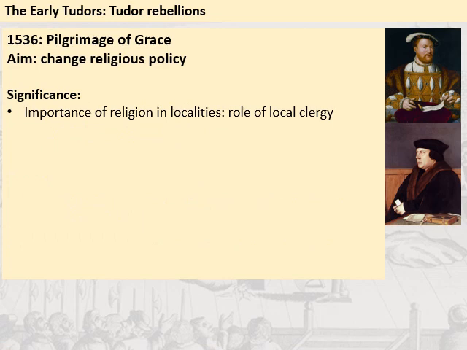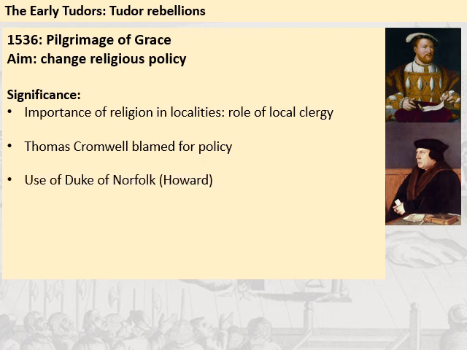Now, the significance of the Pilgrimage of Grace is that it shows us the importance of religion in the localities and the role of the local clergy. It shows us how unpopular policies were held at the hands of Henry's chief ministers. Cromwell was a hated figure, just as Wolsey had been before him. It's those individuals that take the blame for policy rather than the monarch. We see further use of the Duke of Norfolk, as we'd seen before.